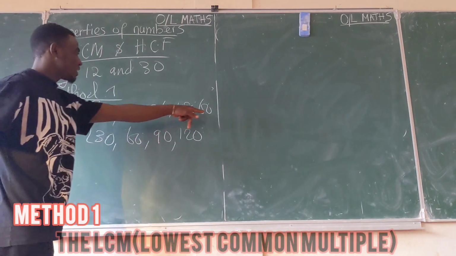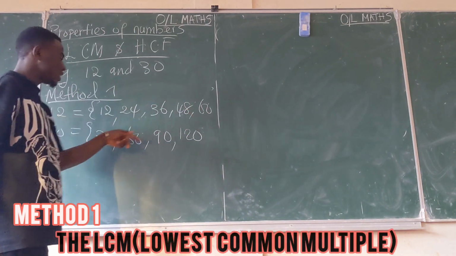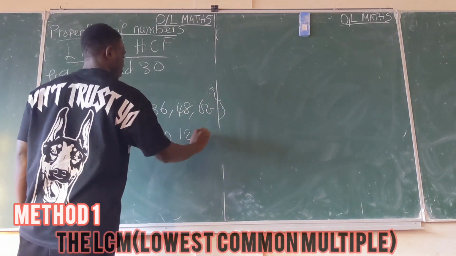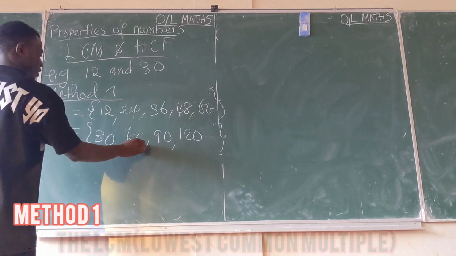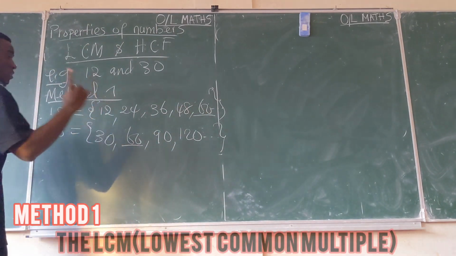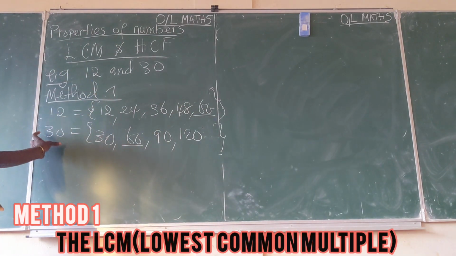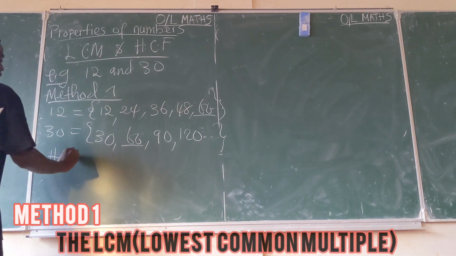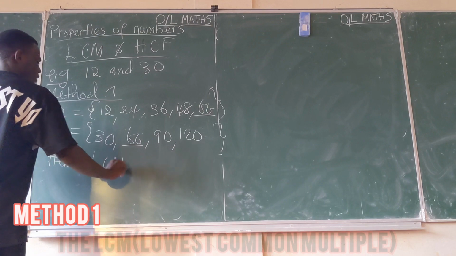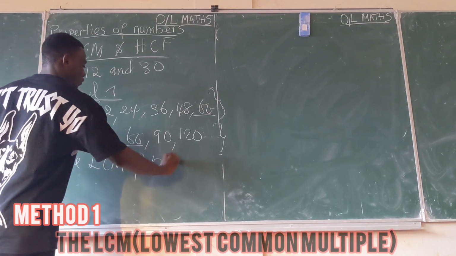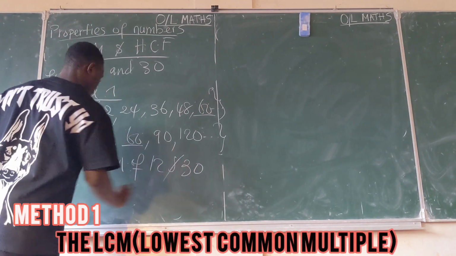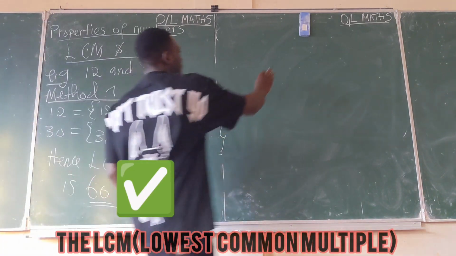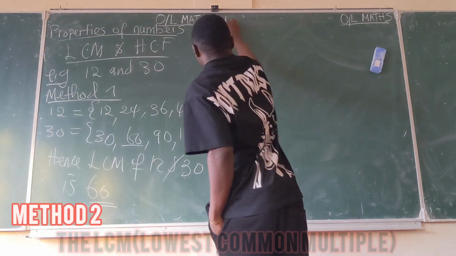Now, automatically you see that 60 has occurred here and it has already repeated itself. It has already occurred here. So at this point you have to just end. And that becomes the LCM, the lowest number that is common between 12 and 30. That's the meaning of the LCM of 12 and 30. So at that point you just conclude and say that hence the LCM of 12 and 30 is 60. And that's it.